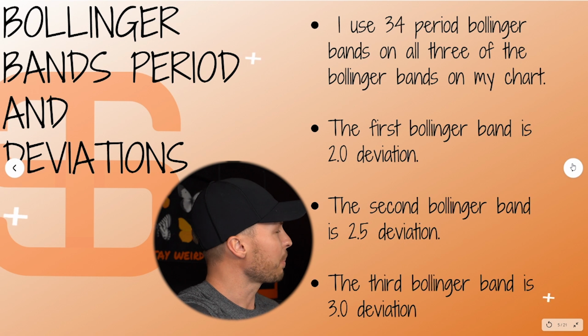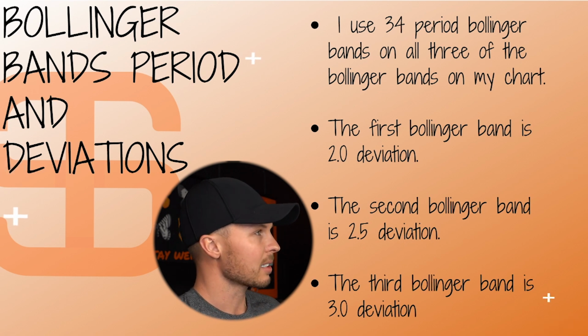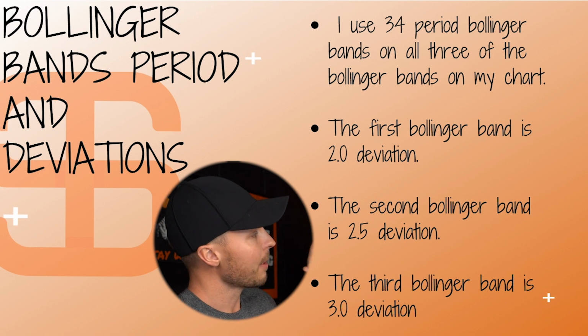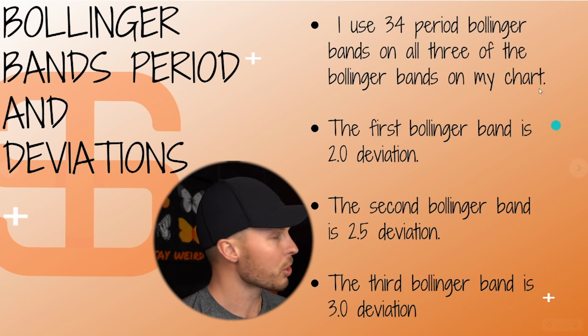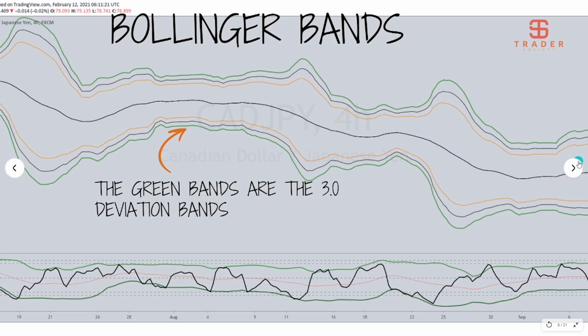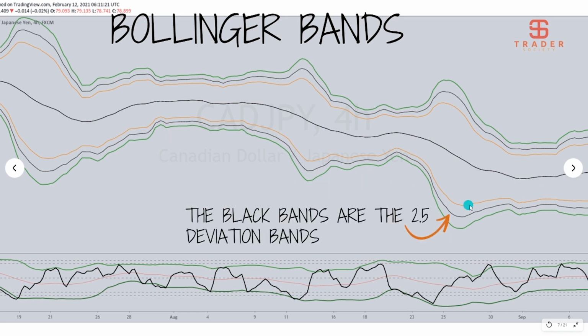So, Bollinger Band period and deviations, like I was saying, I use the 34 period Bollinger Bands. And we have a 2.0 deviation, 2.5 deviation, and 3.0. So here we have it on our chart right here. The green bands are the 3.0 deviation. So this band right here is the 3.0 deviation.